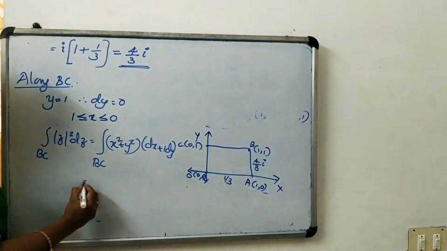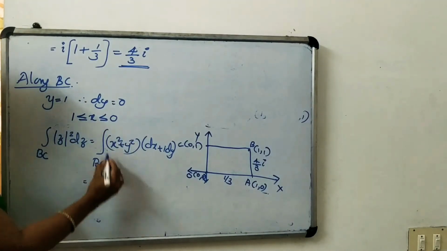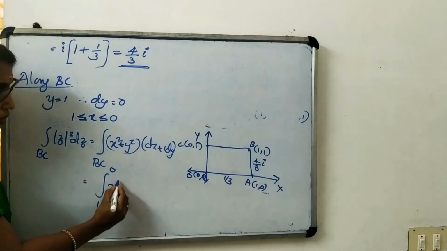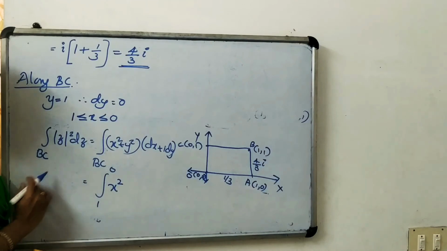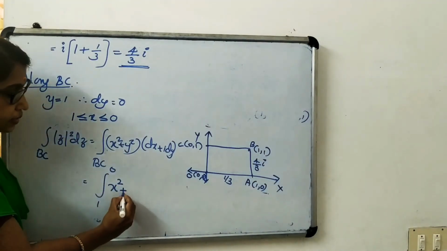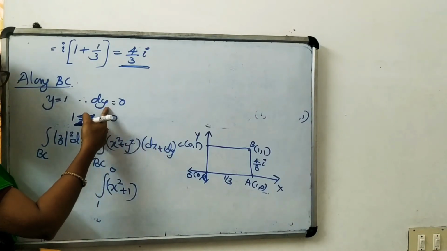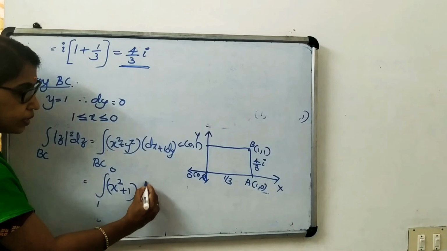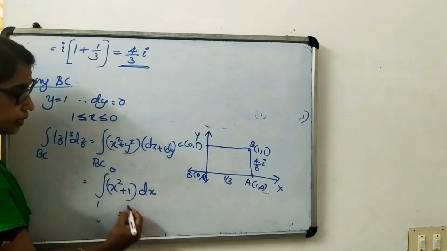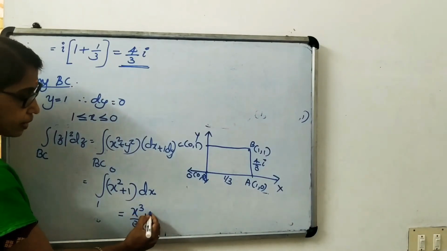Okay, this is equal to integral 1 to 0, x varies from 1 to 0, x square plus y square. What is x square? x square is itself a variable, and y square is 1, since y is equal to 1. So plus 1 into dx plus i dy. Here dy is equal to 0 and we have only dx here.